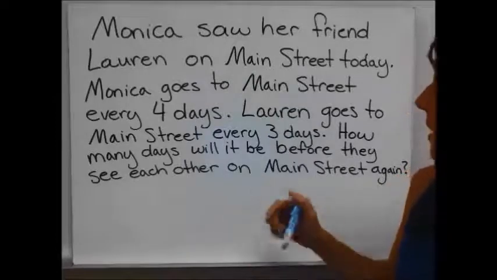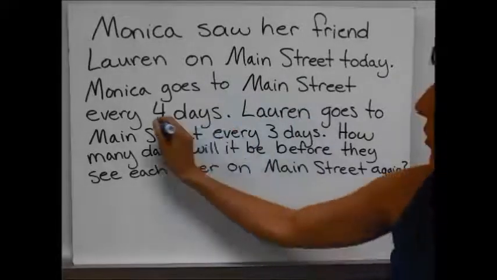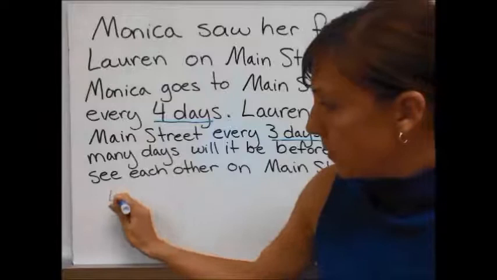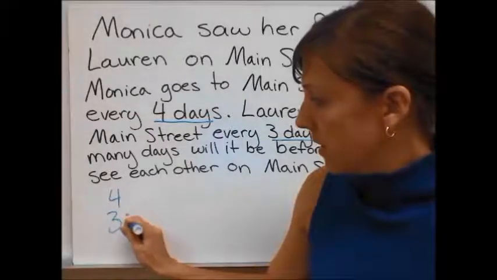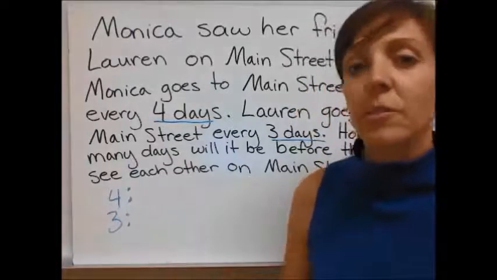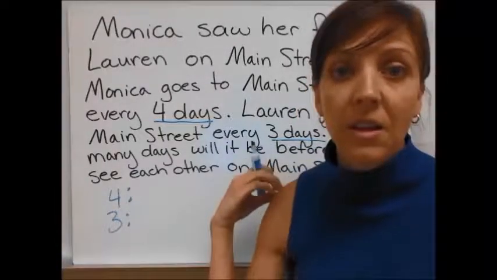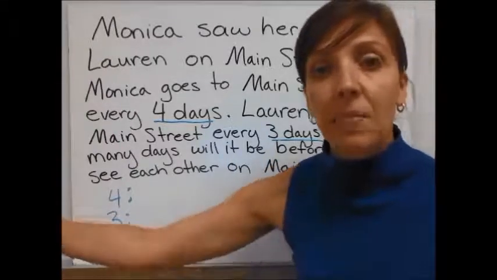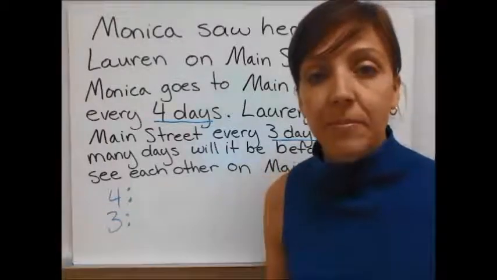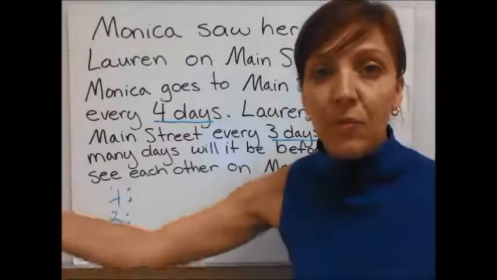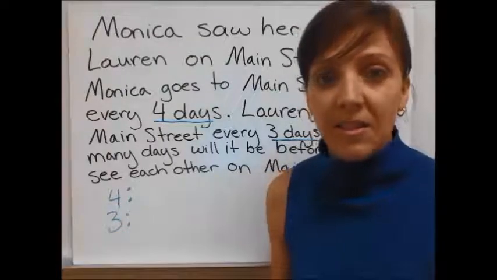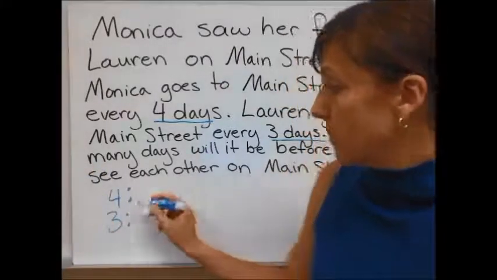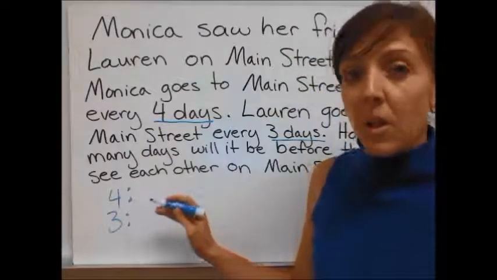Okay, well, let's see. Monica goes to Main Street every 4 days, and Lauren goes every 3 days. So let's write down both of those numbers, 4 and 3. Let's just list multiples of both of those numbers. The reason why I know that I'm listing multiples is because I'm looking for a future number, a larger number, something that's going to happen to come. So we're counting forward. This is going to be a larger number. We're not splitting anything up. This is a future event that we're looking for. So I know that I'm looking for a multiple, a larger number.